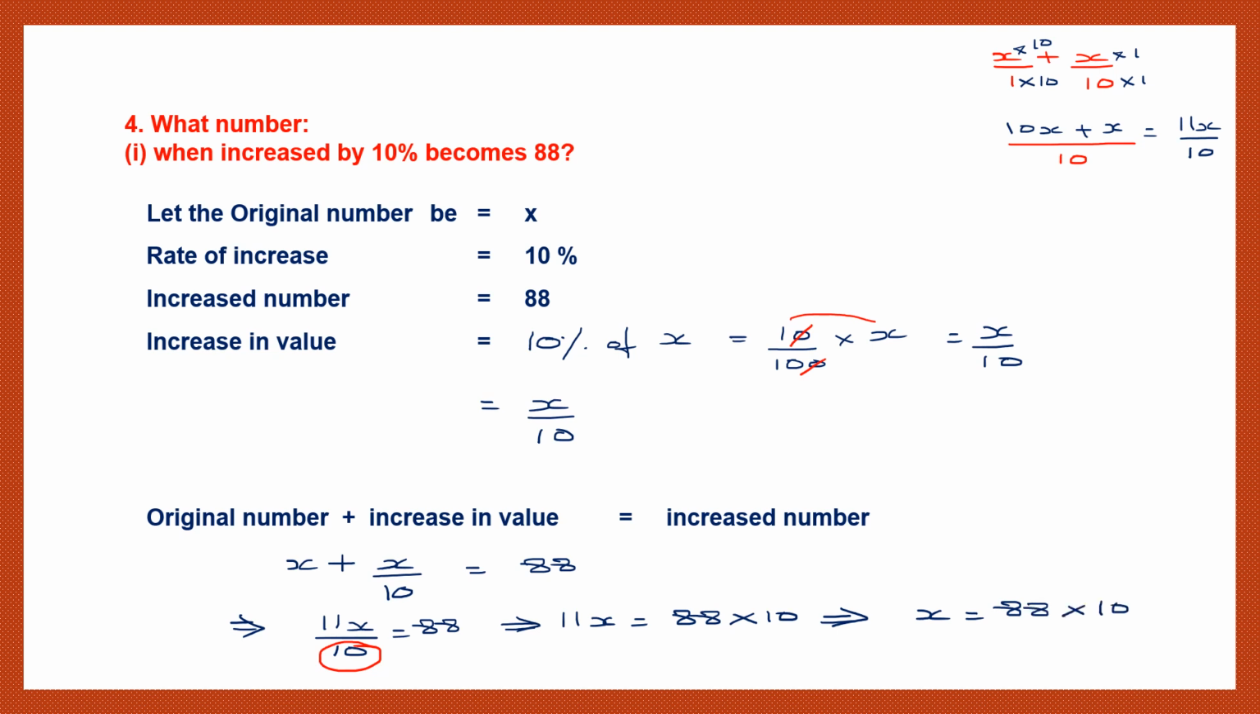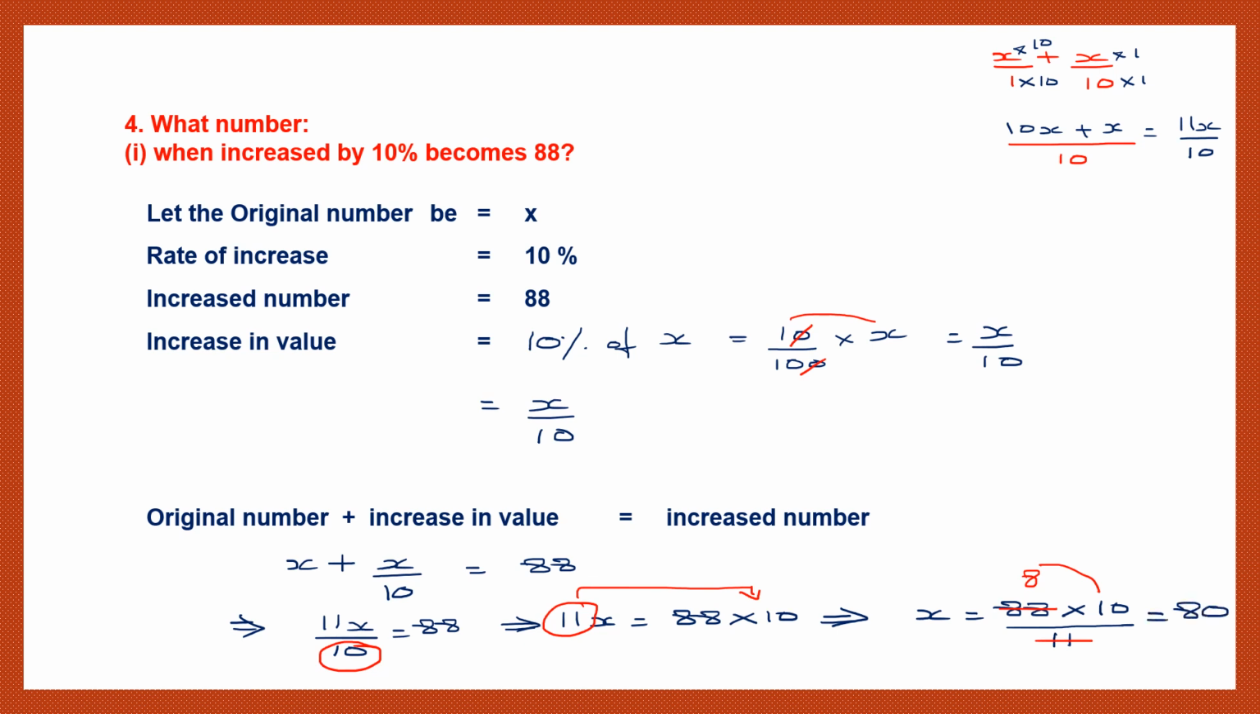Now here we have 11x. 11x means 11 into x. So when it goes to the right side, it becomes multiplication. We're going to transpose it to the right hand side. Here it is multiplication. When it goes there, it becomes division. So now we have 88 into 10 by 11. Let's cancel: 11 into 8 is 88. Now multiply the numerators. 8 tens are 80.